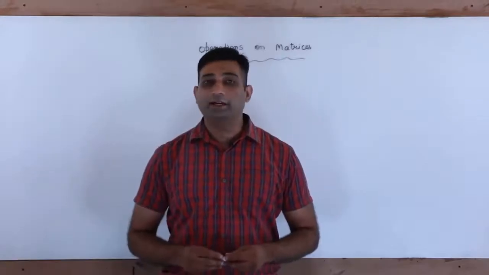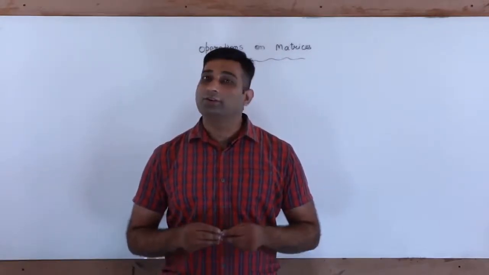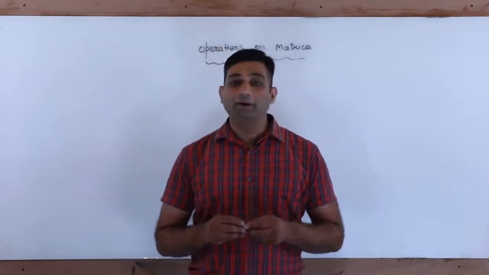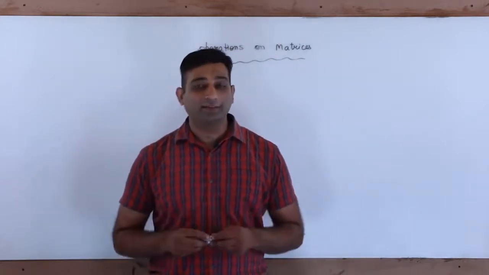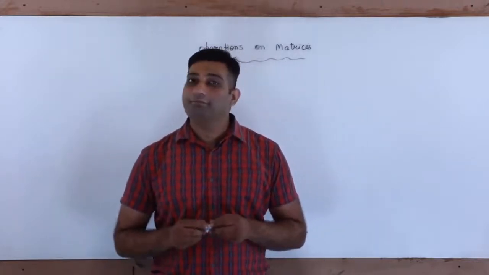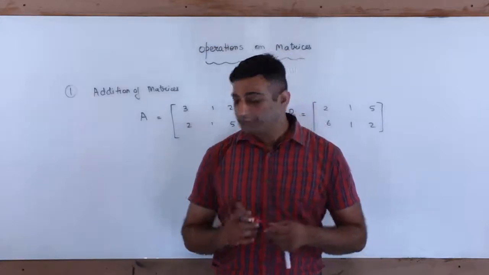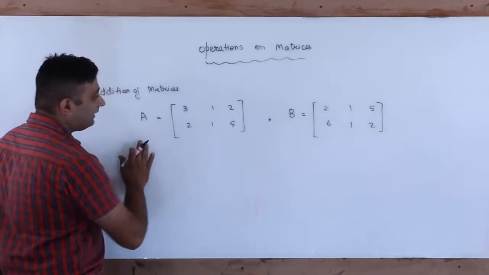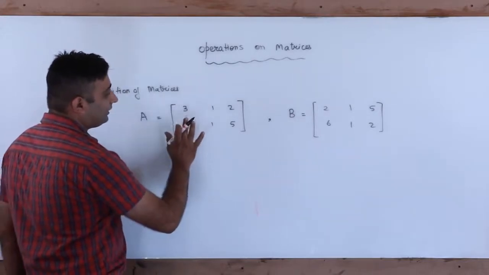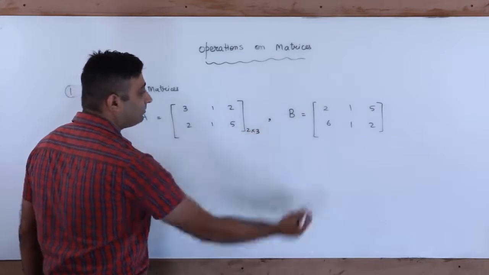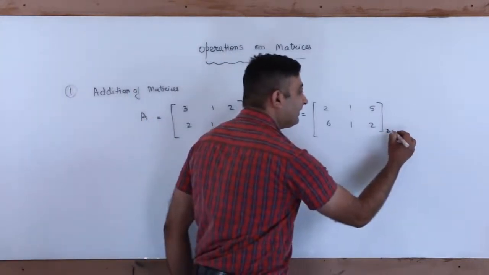Dear students, now let us discuss some operations on the matrices, that is addition of matrices, multiplication of a matrix by a scalar, difference of matrices and multiplication of matrices. First operation is addition of matrices. Let us take an example. A is equal to 3, 1, 2, 2, 1, 5, that is a 2 by 3 matrix, and B is also a 2 by 3 matrix.